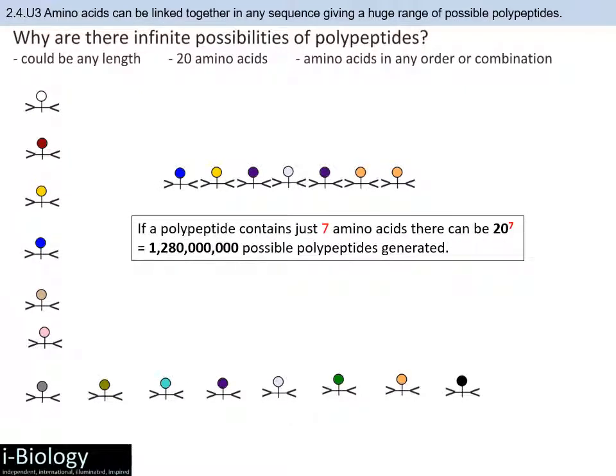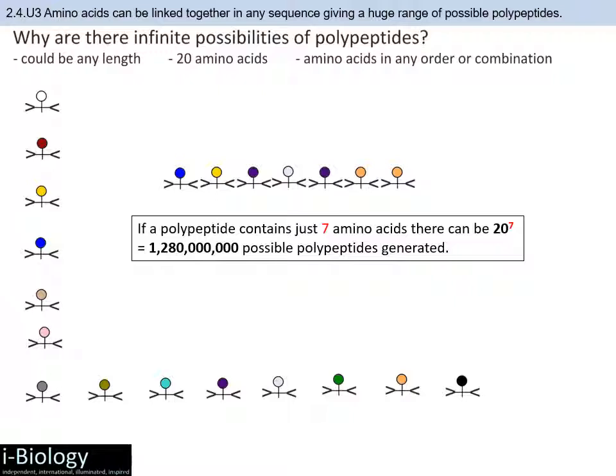So think about it. Let's just ignore the polypeptide of 10. Let's just focus on the shorter one, which has 7. If we took those 7 amino acids, because there are 20 different amino acids in existence, that means we have 20 to the power of 7 possible combinations that could exist. We could have 7 blues. We could have 7 yellows. We could have 7 purples. We could have an alternating blue, yellow, blue, yellow, blue, yellow, or an alternating yellow, purple, yellow, purple, yellow, purple, right? There are so many different combinations of just these 7 amino acids. So we get about 1.2 billion combinations from this, right?